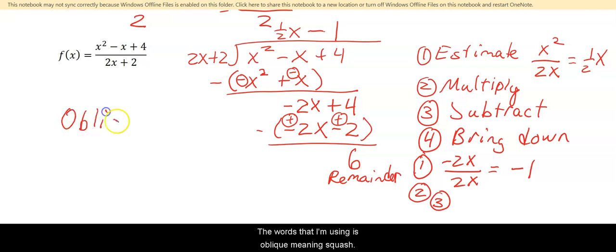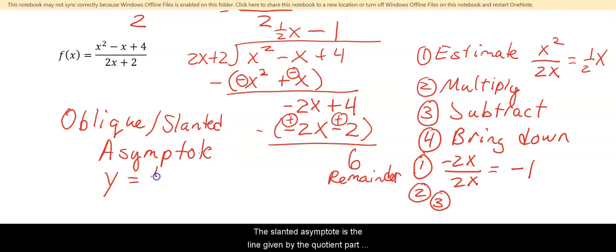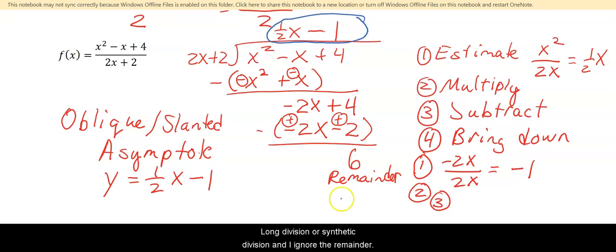The word that I'm using is oblique, meaning squashed. It's also called a slanted asymptote because it is, in fact, not a horizontal. It is a slanted line. The slanted asymptote is the line given by the quotient part, ignoring completely the remainder. I take only the quotient part out of the long division or synthetic division, and I ignore the remainder.